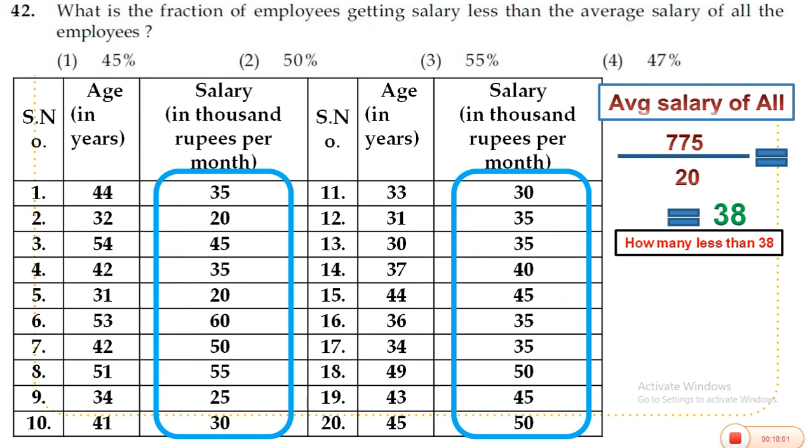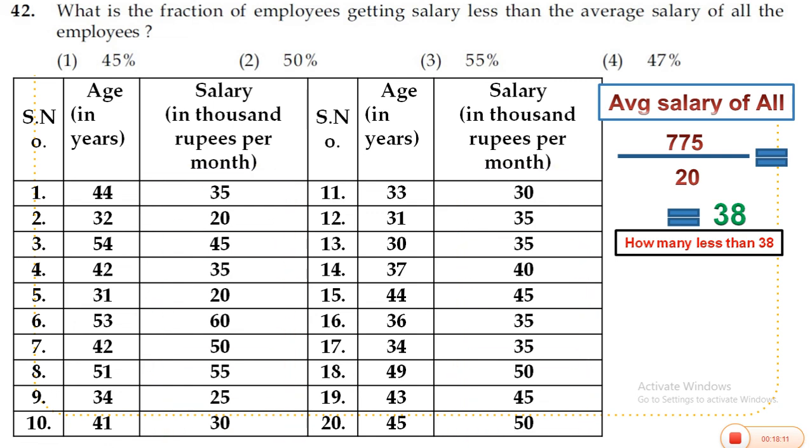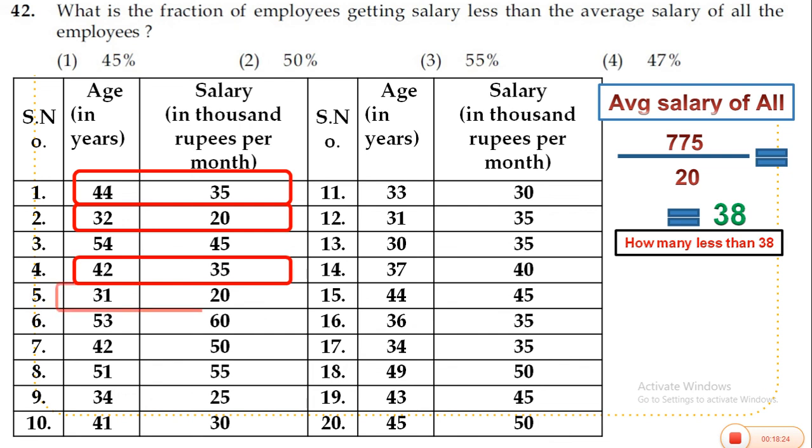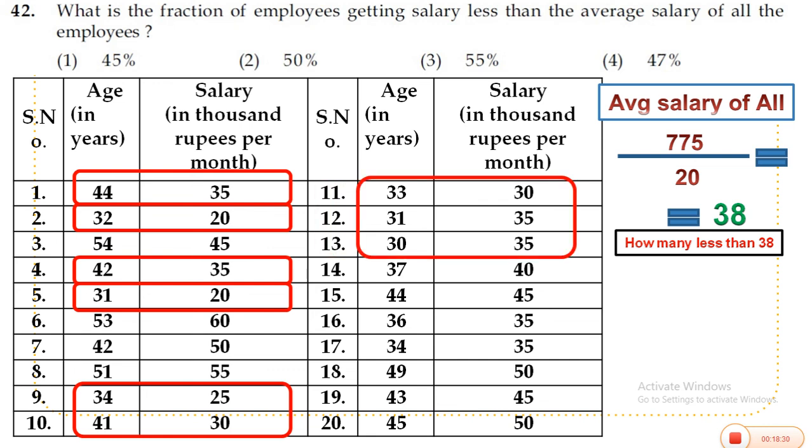Now the question: what is the fraction of employees getting salary less than 38? So now we have to find, is there anyone who is less than 38,000? Yes, you find that roll number 1 is less than 38,000 because he has only 35,000, right? Roll number 2 is less than 38,000, roll number 4 is less than 38,000, roll number 5 is also less than 38,000, roll number 9 and 10 definitely less than 38,000, and roll number 11, 12, 13, yes, all three are less than 38,000. Roll number 16 and 17 are less than 38,000, and you find just 11 red boxes, 11 employees having less than the average salary of all.